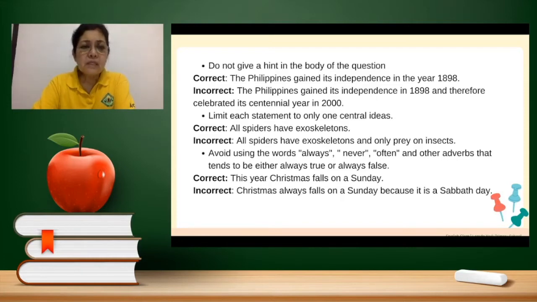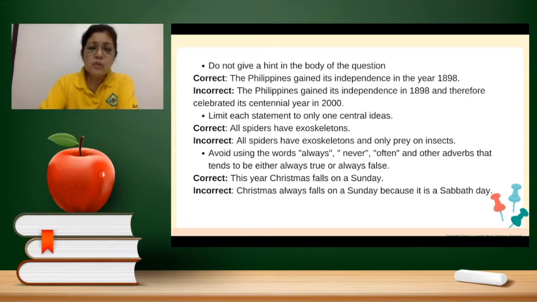You have to limit its statement to only one central idea. For correct example, all spiders have exoskeletons. But it will be incorrect when you say all spiders have exoskeletons and only prey on insects. So do not include any other idea, but focus only on one central idea.